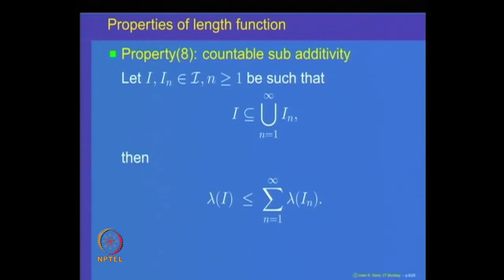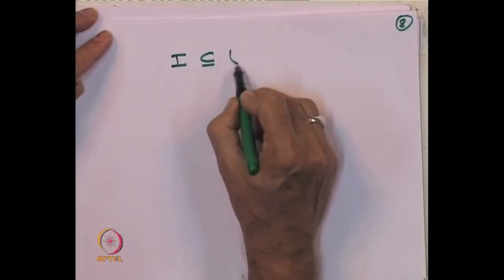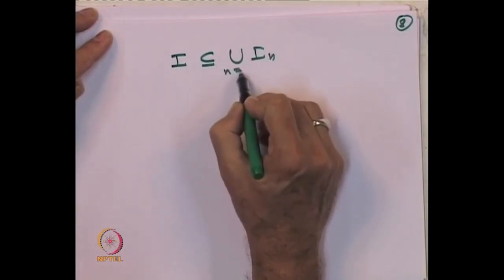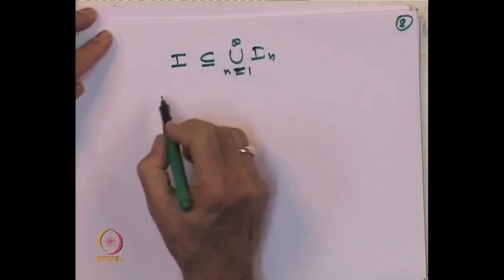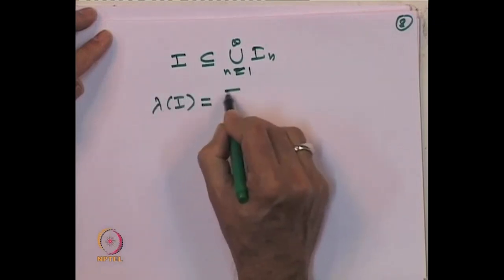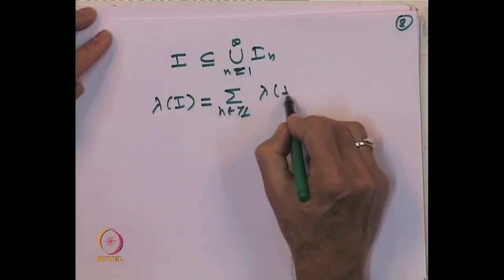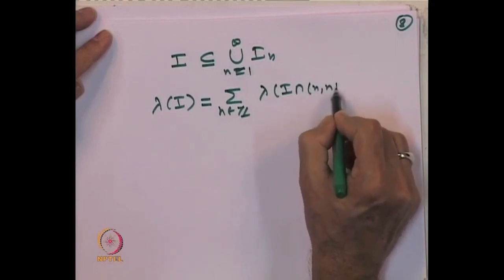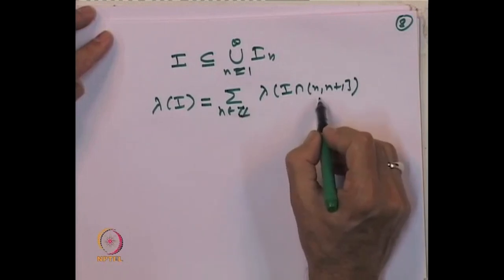So, let us just go through the proof again, so that we understand how sigma finiteness of the length function is used. So, I is an interval which is contained in the union of I n's, n equal to 1 to infinity. These intervals I n's may not be disjoint. Now, what we do is look at length of I. I can write this as equal to sigma n belonging to z of length of I intersection n to n plus 1, that is sigma finiteness of the length function.